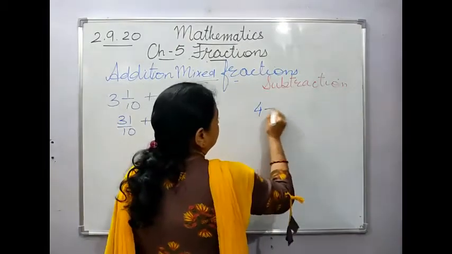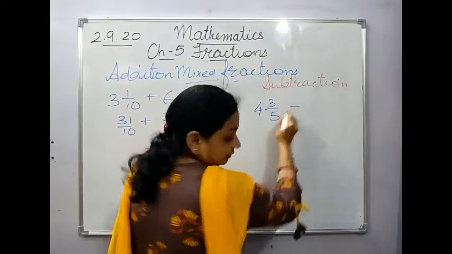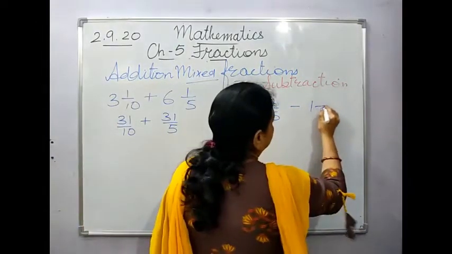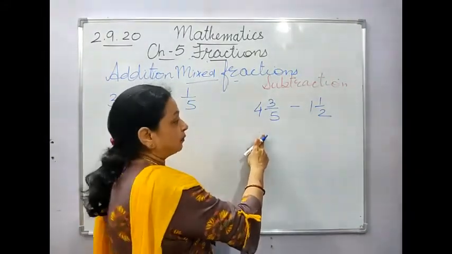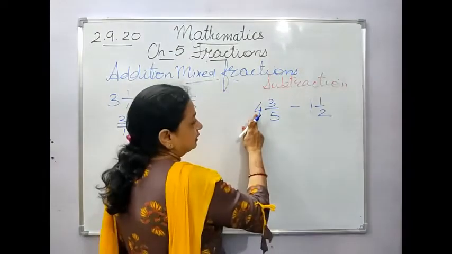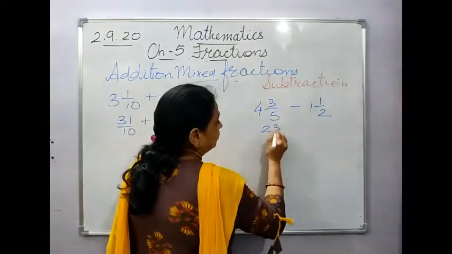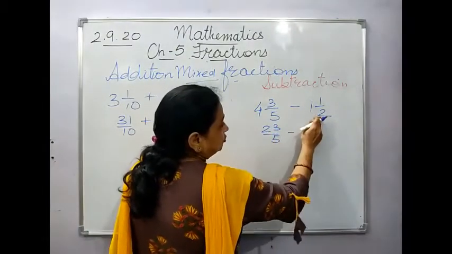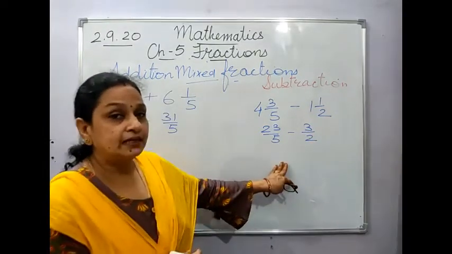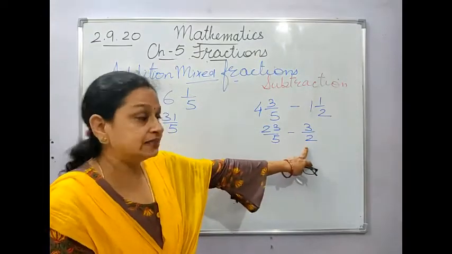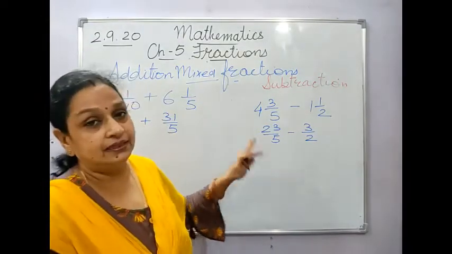It is 4 whole number 3 upon 5 minus 1 whole number 1 upon 2. First step, you will convert them into improper fractions. 5 4s are 20 plus 3 is 23 upon 5. 2 1s are 2 and 1, 3 upon 2. This becomes an unlike fraction. Take out the LCM, form the equivalent fractions and then subtract.